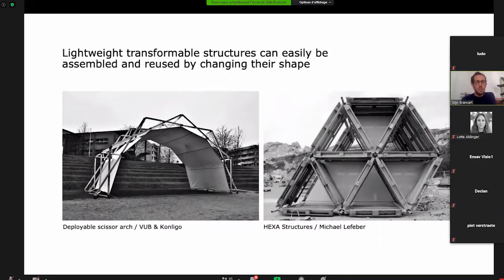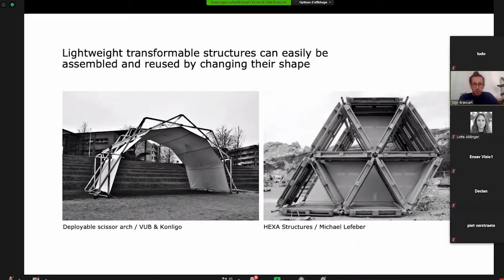So I've already mentioned deployable structures, scissor structures. That's a way of making a structure that can easily deploy open, but also can be folded back so that we can also transport it. We can take it from one side to another. We can store it in between different events, or also reuse it multiple times. So it can be a robust structure to actually reuse all the components.